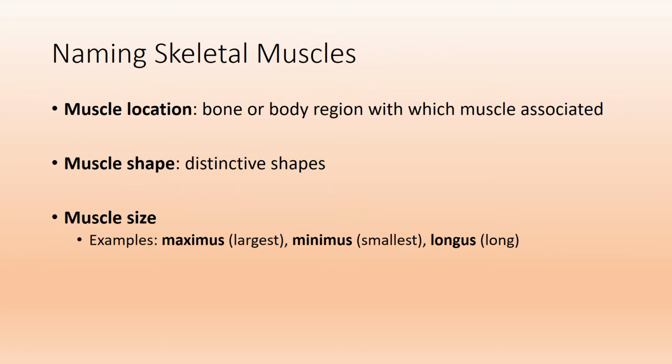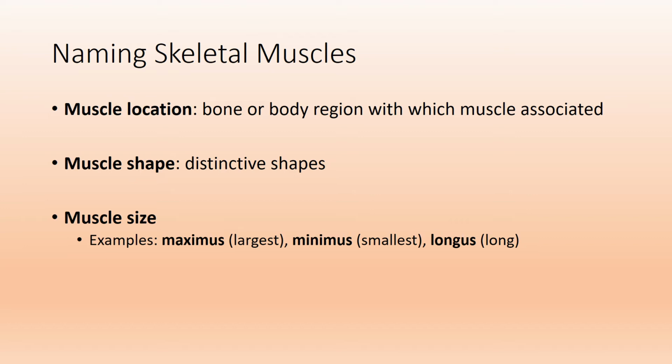Throughout parts 2, 3, and 4 of Chapter 10, you will see an extremely long list of muscle names. The first thing you shouldn't do is panic. You should see a name and try to break it apart and understand what it tells you about that muscle. When we name certain skeletal muscles, we use key factors like the location of the muscle, or the muscle shape, or even the size.